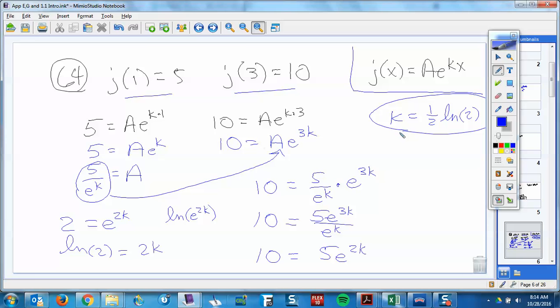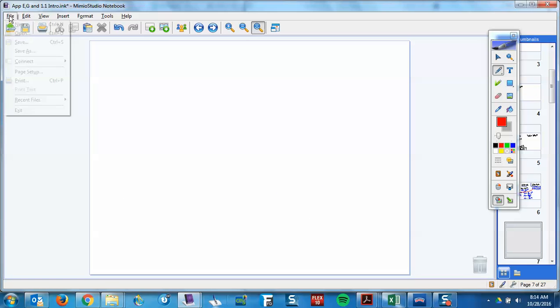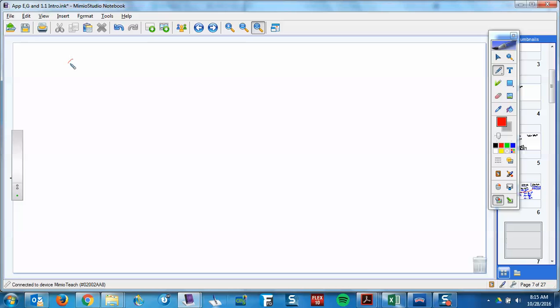Okay, 1/2 ln 2. Now, what do we have to do with that? Plug it where? There, right? And then that'll tell us what A is. So 5 over, what was it, e to the k? So that's 5 over e to the 1/2 ln 2 equals A. Now it might be to our advantage to put that 1/2 up in there.